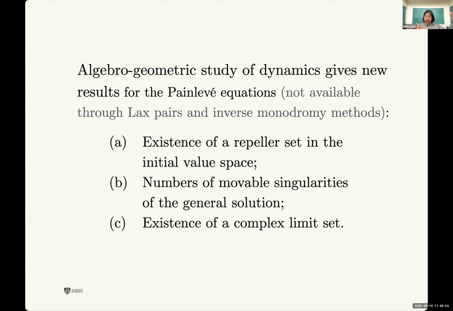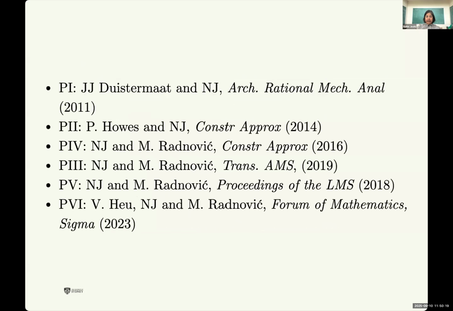What we found was, we've done what seems like a very long-winded story now, but anyway, we completed the story for all the Painlevé equations. We found a repeller set in the initial value space. We found that the number of movable singularities of the general solution must be unbounded. So there's an infinite number of movable poles, for example, and there exists a complex limit set, and so on. And the whole story is outlined for each Painlevé equation in this series of papers, with the story only finishing a couple of years ago.